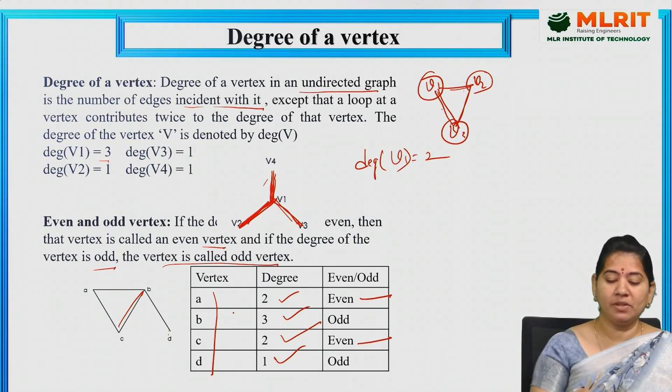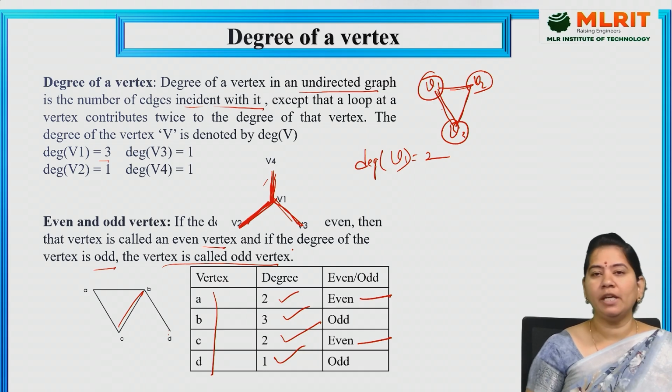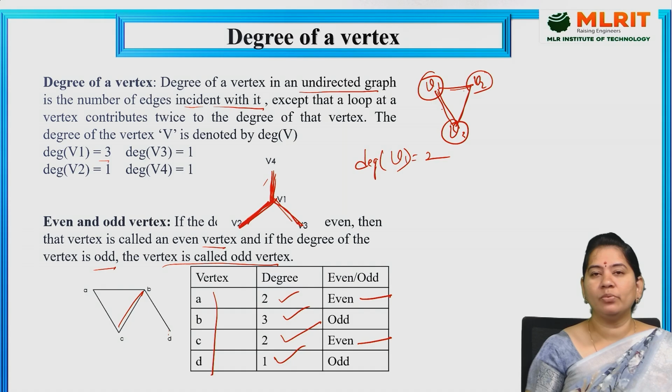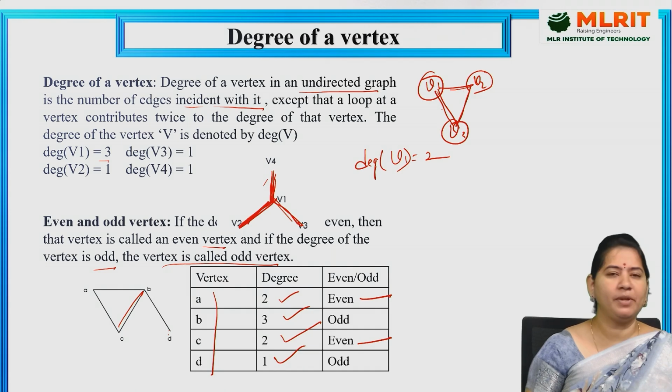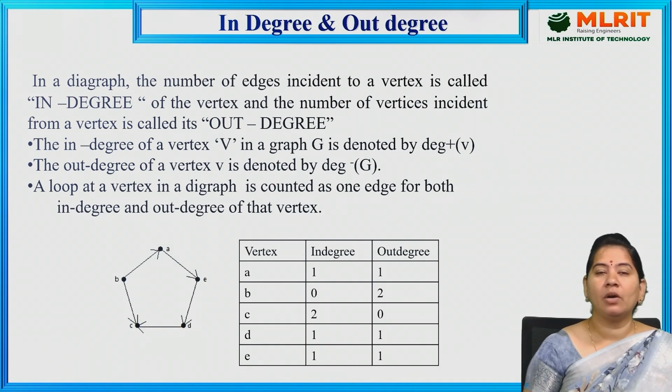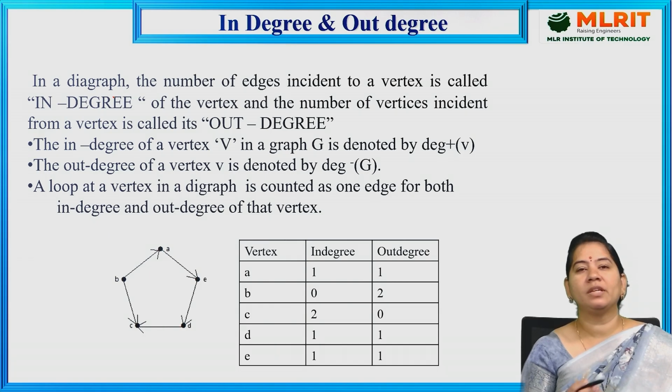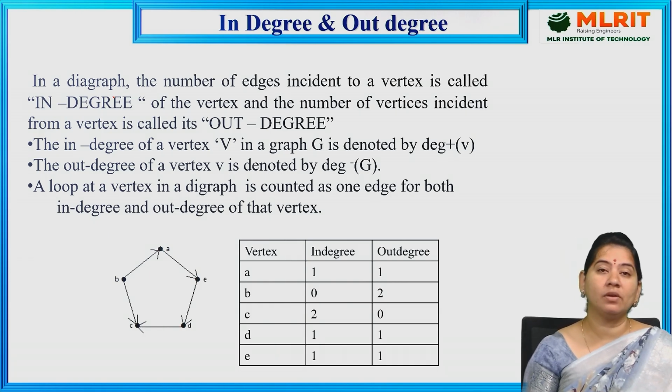Now if you observe here, we calculated only the degree of the vertex, and we are saying which ones are even degree or odd degree vertices. This everything will be applicable only for an undirected graph. But if we have a directed graph, there will be two concepts, that is called in degree and out degree. So a digraph is nothing but a graph which consists of directions.